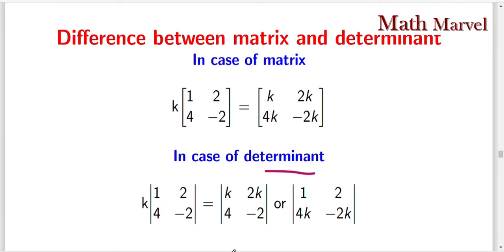Or you can multiply this k to any one column. Okay. So if k is multiplied to a determinant, it means k is multiplied to any one row or any one column. No need to multiply each and every element of the determinant. Okay, so this is the difference between matrix and determinant.